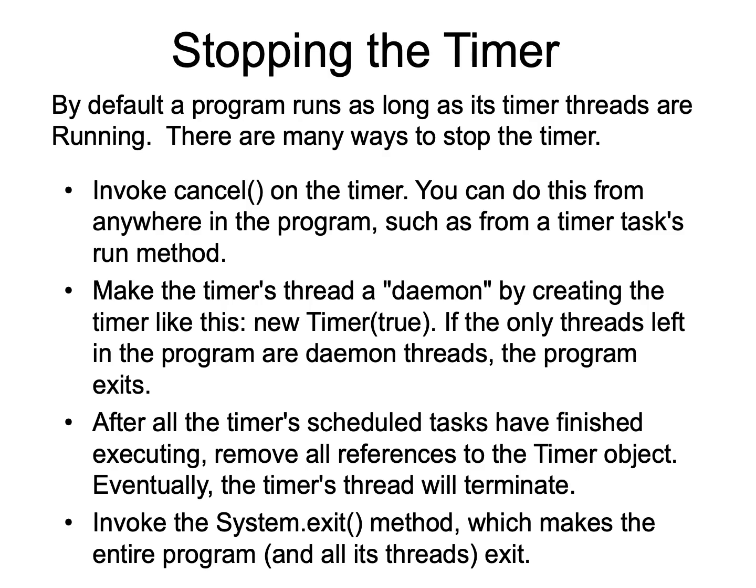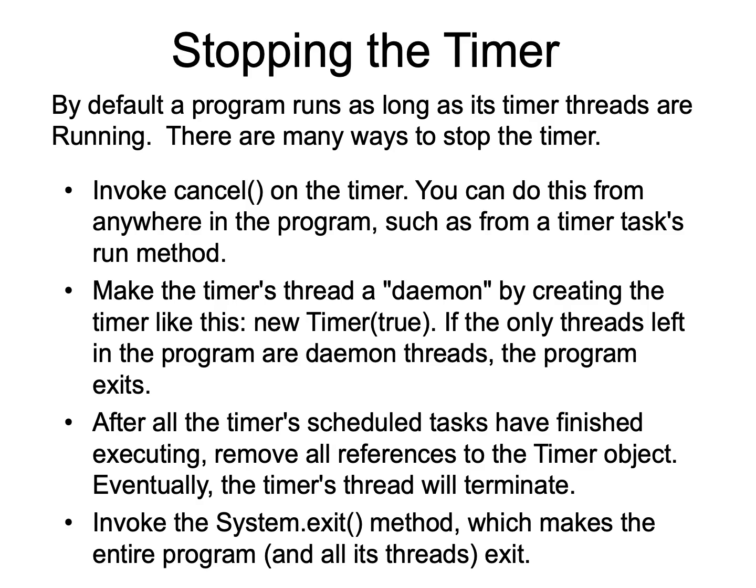So hopefully you've looked at the timer demo. There's a number of ways to stop that timer, and it's important when you are setting up threads that you have a way for them to exit. In general, threads should figure out how they're going to stop themselves. So you can stop the timer by invoking cancel on the timer. You can do that from anywhere in the program.